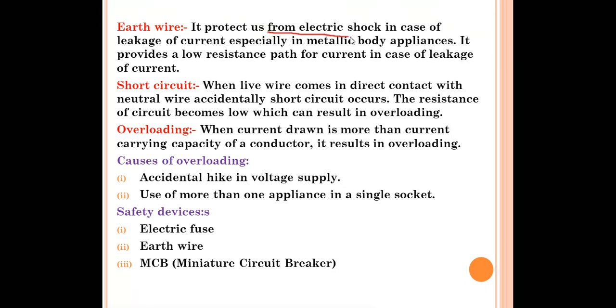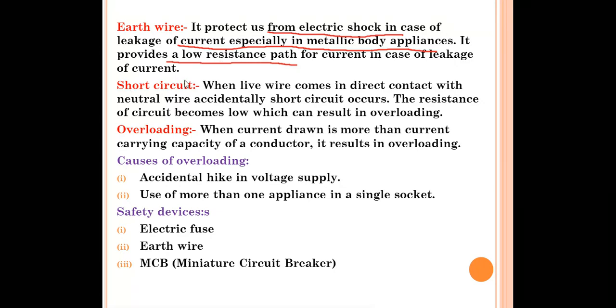Okay, so what is its function? It protects us from the electric shock whenever there will be any leakage of current in metallic body appliances, like your electric iron. They are made of metals, so in that maybe sometime it happens that current can leak. So earth wire will protect us from the electric shock. It provides a low resistance path for current in case of leakage of current. Whenever the current will be leaked, that time what it will do? It will provide a low resistance path for the current.